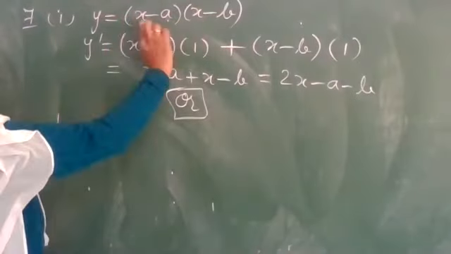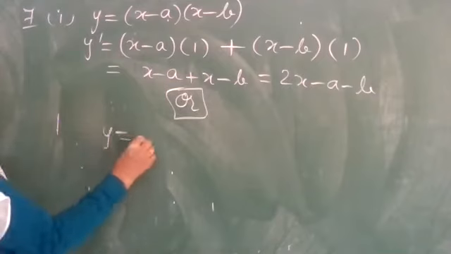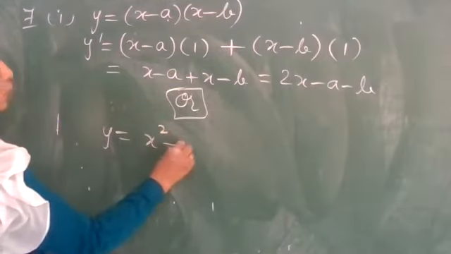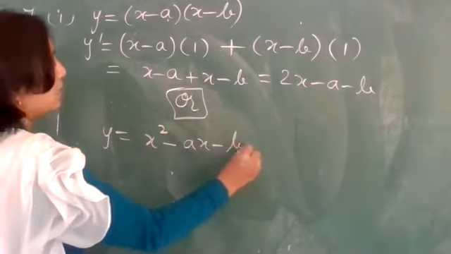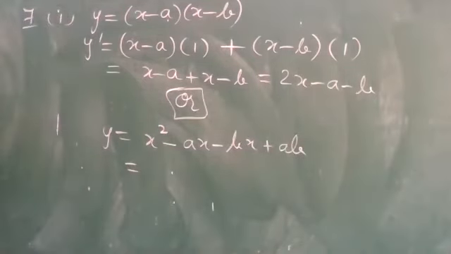We can multiply these two factors. Let's do it that way. We get x square minus ax minus bx plus ab. And then we can do the derivative. अब हमें product rule लगाने की जरूरत नहीं है.